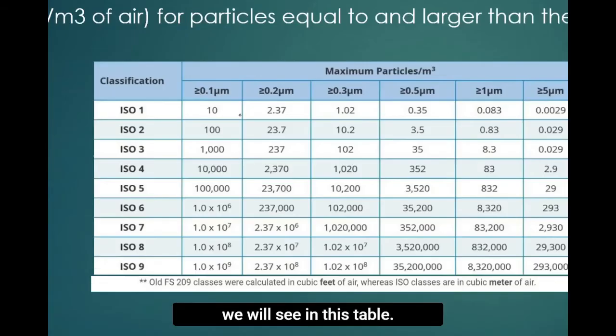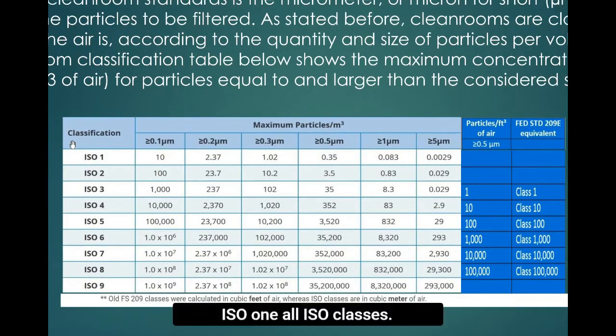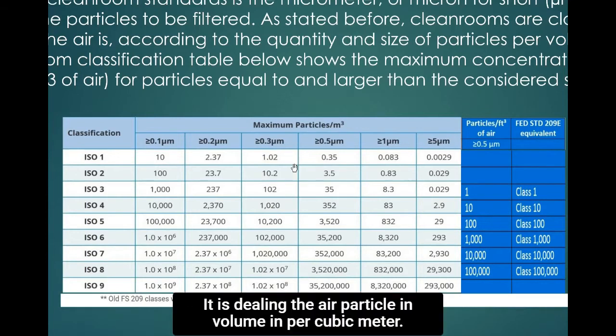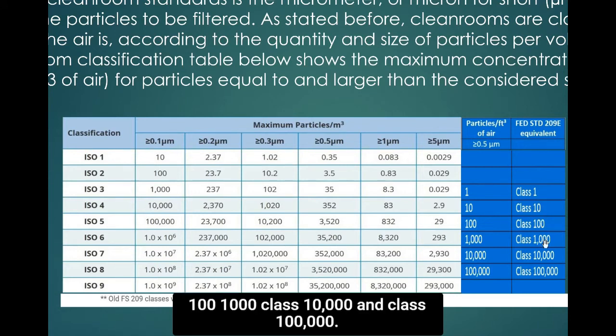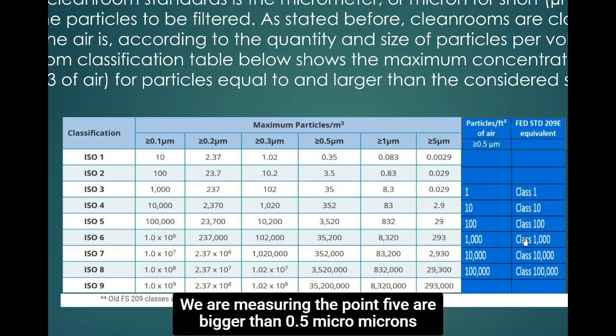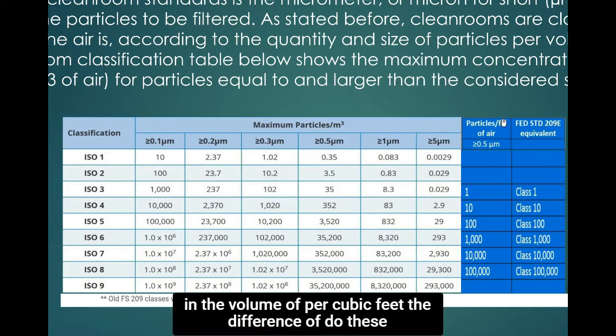If we look at this table, for ISO classes, it deals with air particles in volume per cubic meter. And if I go to class 1, class 10, class 100, class 1000, class 10,000 and class 100,000, we are measuring 0.5 microns or bigger in the volume of per cubic feet.